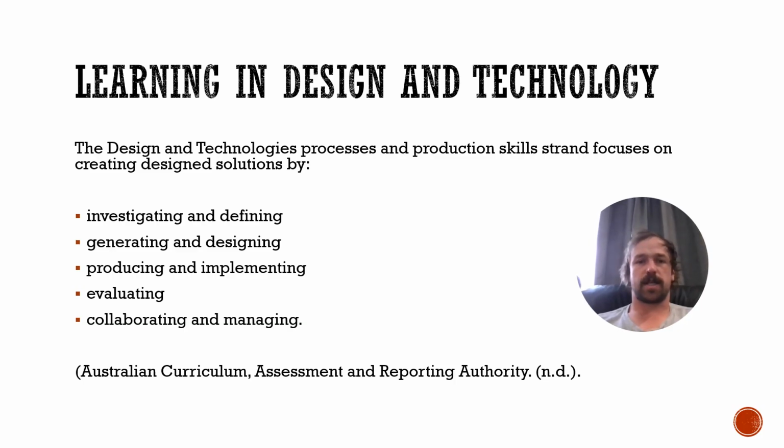I chose this particular activity over others as this lesson includes the 5 stages of design and technology processes and production skills outlined in the Australian curriculum. Stages include investigating and defining, generating and designing, producing and implementing, evaluating and collaborating, and managing. Students get the opportunity to design and construct their own solar oven, which gives students the chance to be creative, problem solvers, and critical thinkers while participating in a hands-on collaborative environment.